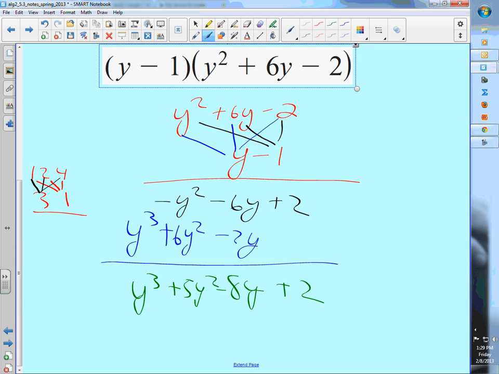I don't care how you do it. Binomial times binomial, you FOIL it, your monkey method, whatever. Binomial times trinomial, it gets messy. Trinomial times trinomial, it's even messier. You have to just grind it out. Right?